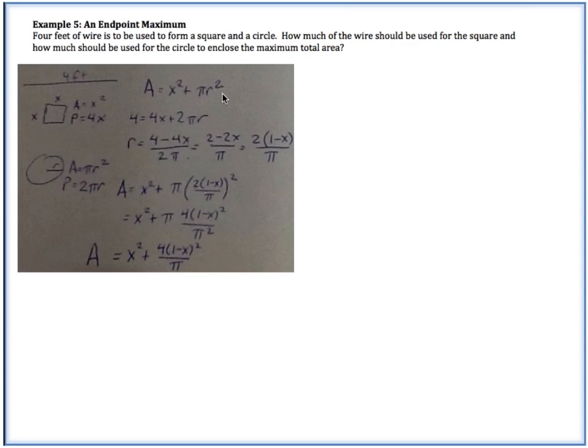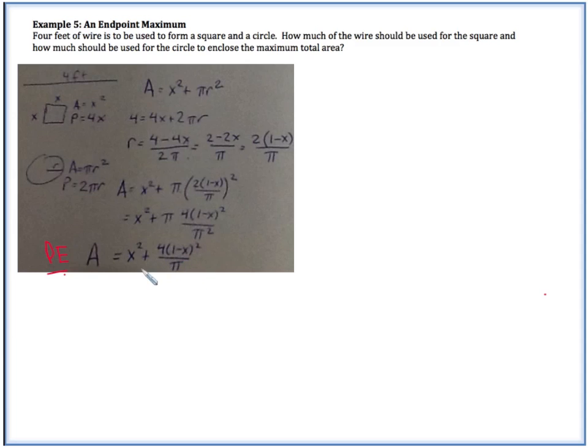And then using our secondary equation, we know the radius here has to be (4 minus 4x) over 2 pi, and we reduce that down and then factor out the 2, and then we substitute that back in for our radius because we don't want an x and an r. So here is your primary equation in terms of x.